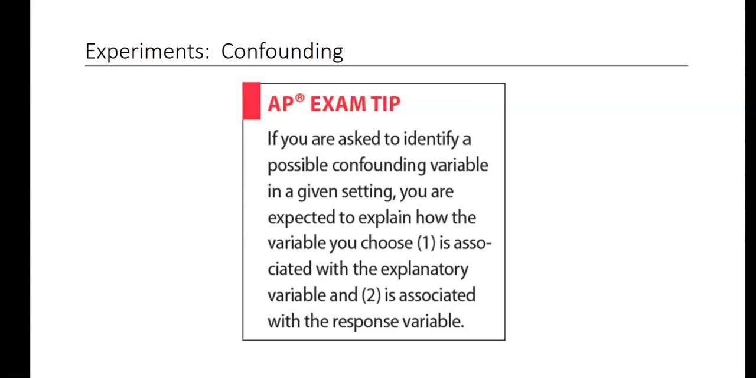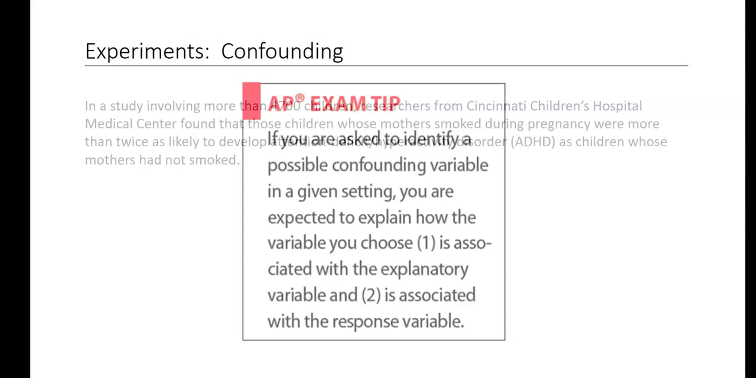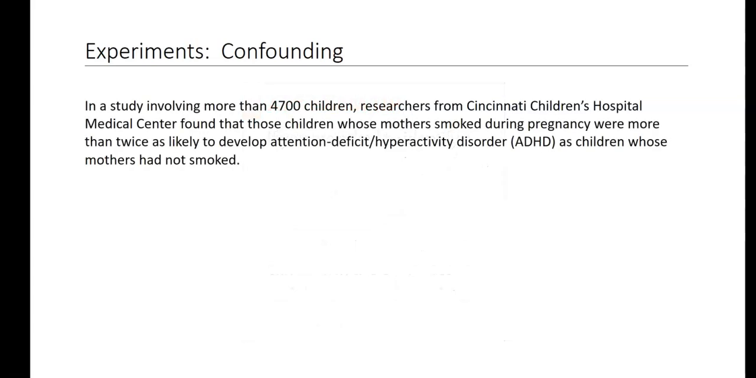When you're talking about confounding, you're supposed to talk about how it is associated with the explanatory variable, the x-axis, and how it's associated with the response variable, the y-axis, in words, in context. So in a study involving more than 4,700 children, researchers from Cincinnati Children's Hospital Medical Center found that children whose mothers smoked during pregnancy were more than twice as likely to develop ADHD as children whose mothers had not smoked. Ooh, so might be better to not smoke.